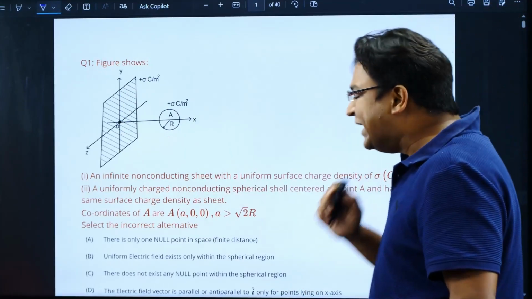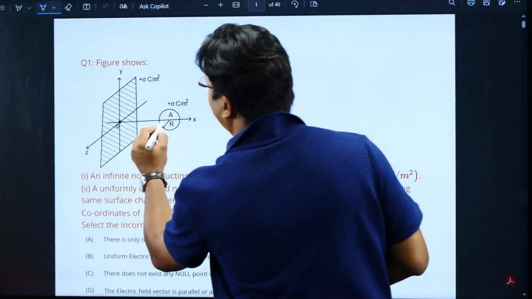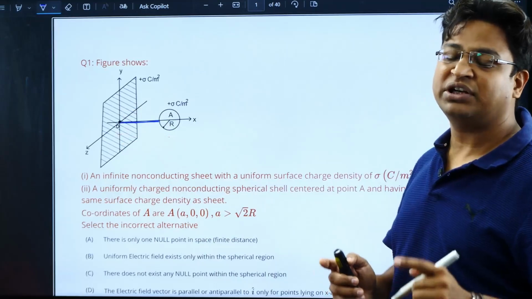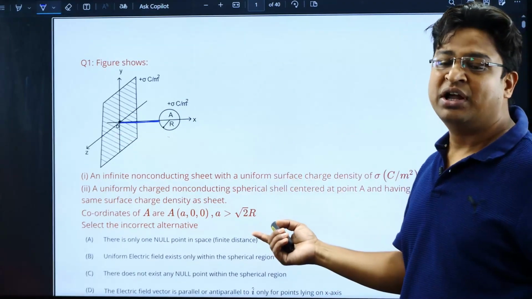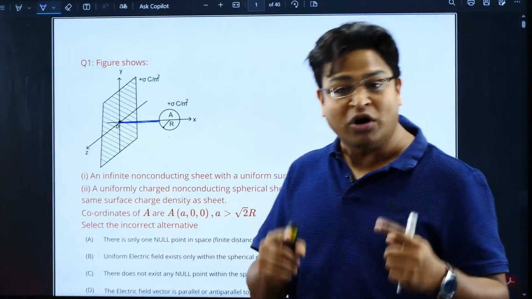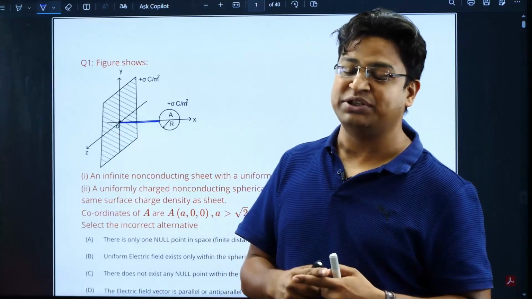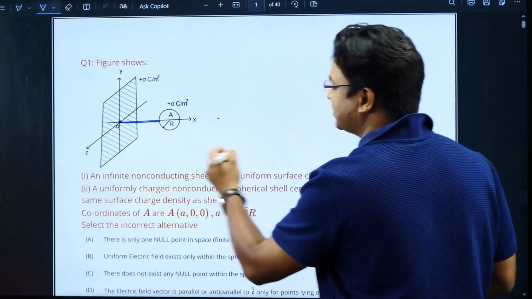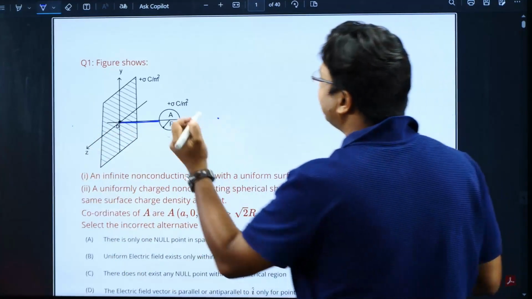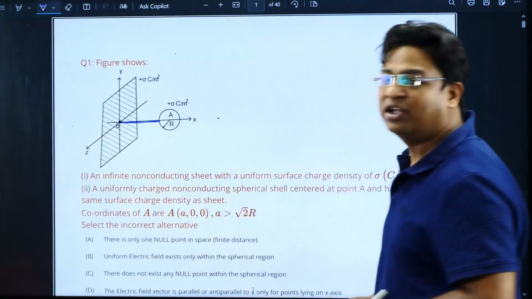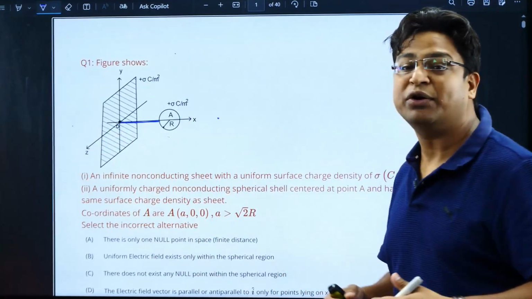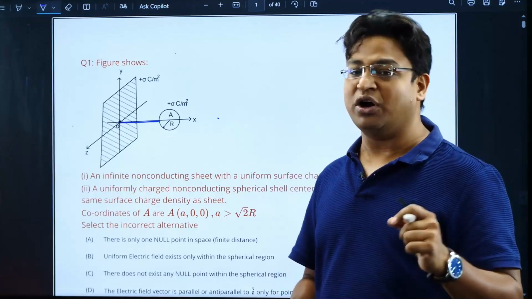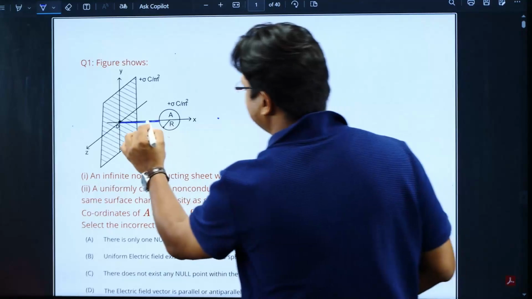If there is any possibility of getting a null point, that has to be on this axis. Do you understand this? Because only on this axis are the two electric fields in opposite directions. At all other points, either the two fields are not anti-parallel, making some angle with each other, or they are in the same direction. For example, if I consider a point here, the two electric fields are in the same direction. For two vectors to cancel each other, it is mandatory that they be in opposite directions. So the only possibility lies here.